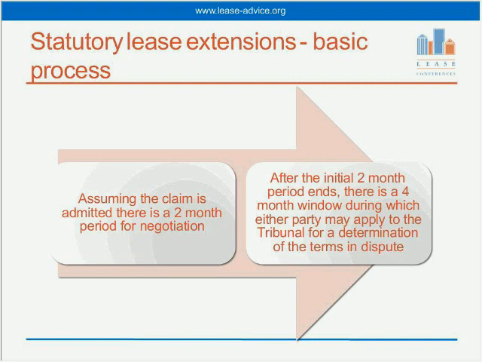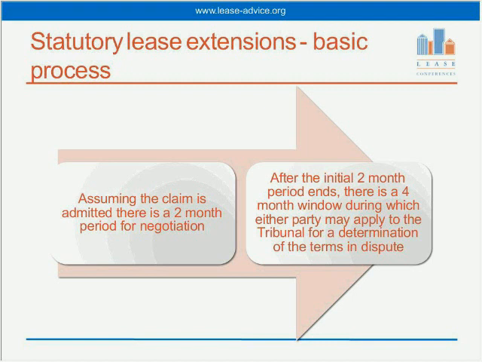Now, let's assume for the rest of this short depiction of the lease extension process that the competent landlord doesn't take issue with the claim and serves a positive counter notice. There's a 2 month period for negotiation. Most likely, if the valuer is engaged, negotiation goes on between respective valuers. And if they can do a deal during that period, then well and good, shake hands, move to drafting the lease.